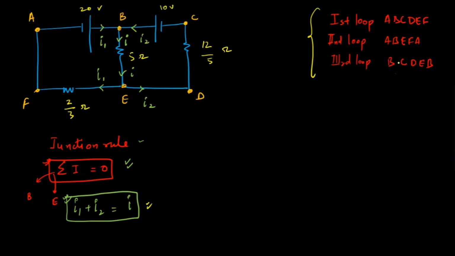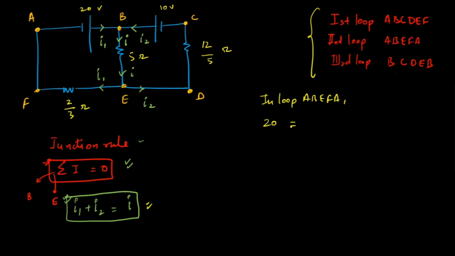Let us choose this loop A, B, E, F, A first. In loop A, B, E, F, A, first of all we'll read A to B. A to B has only the 20 volts battery, so it is going to be 20. But we have to see the direction also. We are reading the circuit from A to B and the battery is also connected from A to B. So it is going to be positive 20.